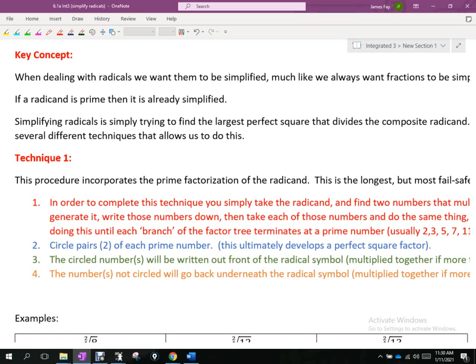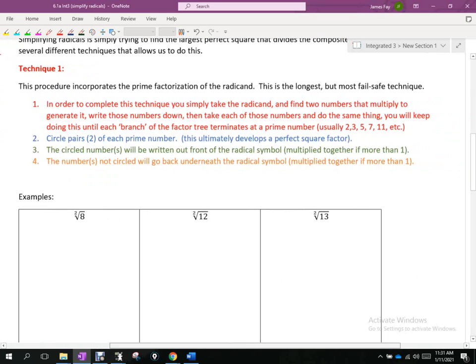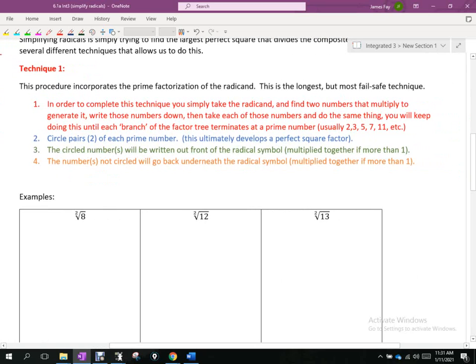So simplifying radicals is simply trying to find the largest perfect square that divides the radicand evenly. Okay? It says we will have several different techniques that allow us to do this. Technique 1, I think, is the longest, but it's the most fail-safe way of doing this. Okay? It's what all our other techniques kind of base themselves off of. First thing you're going to do is, in order to complete this technique, you simply take the radicand and find two numbers that are going to multiply to generate that value. Okay? So basically we're going to factor the radicand.